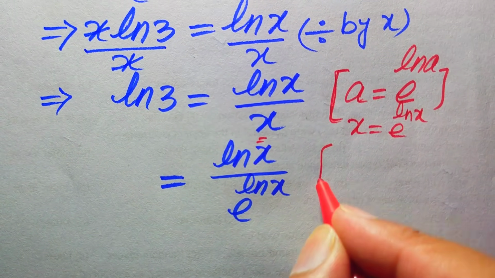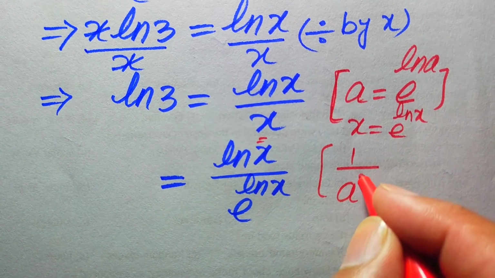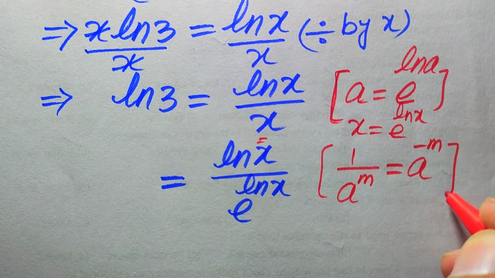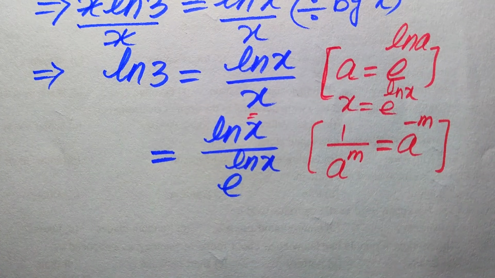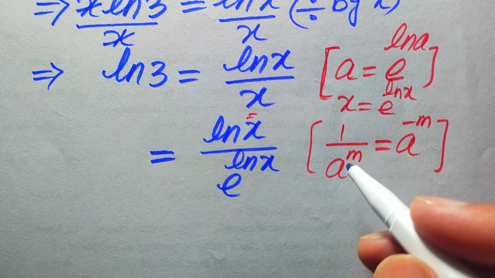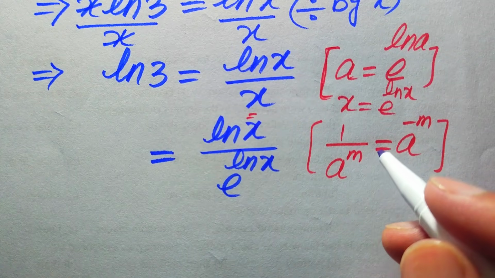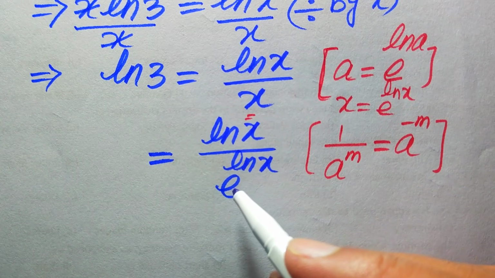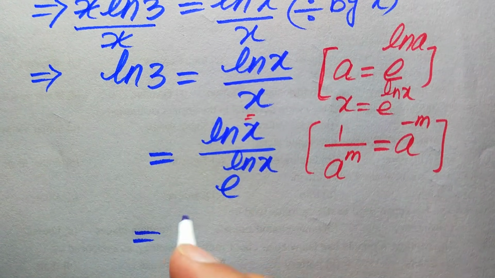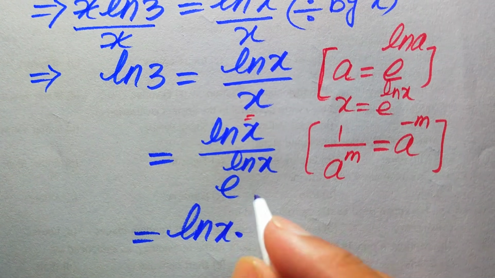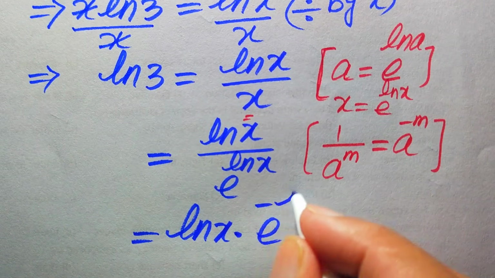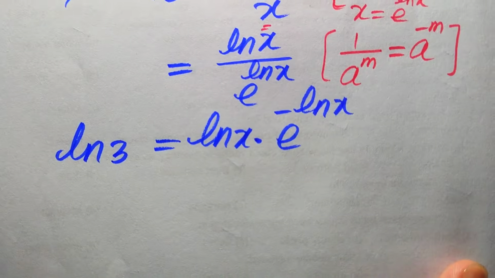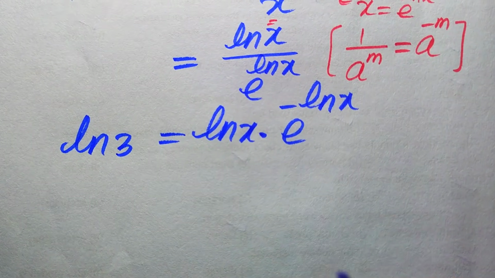Here we use another property. If we have 1 over a to the power of m, we write it as a to the power of minus m. It means that if we have an exponential term in the denominator, when we move it into the numerator, we change its sign. So e to the power of log x, when we move it to the numerator, is written as e to the power of minus log x. And on the left hand side, we have log 3.